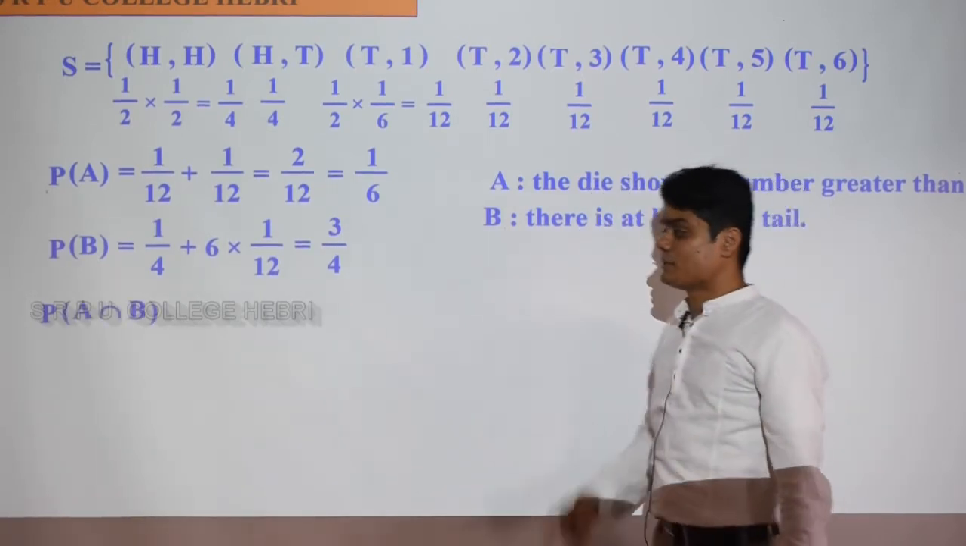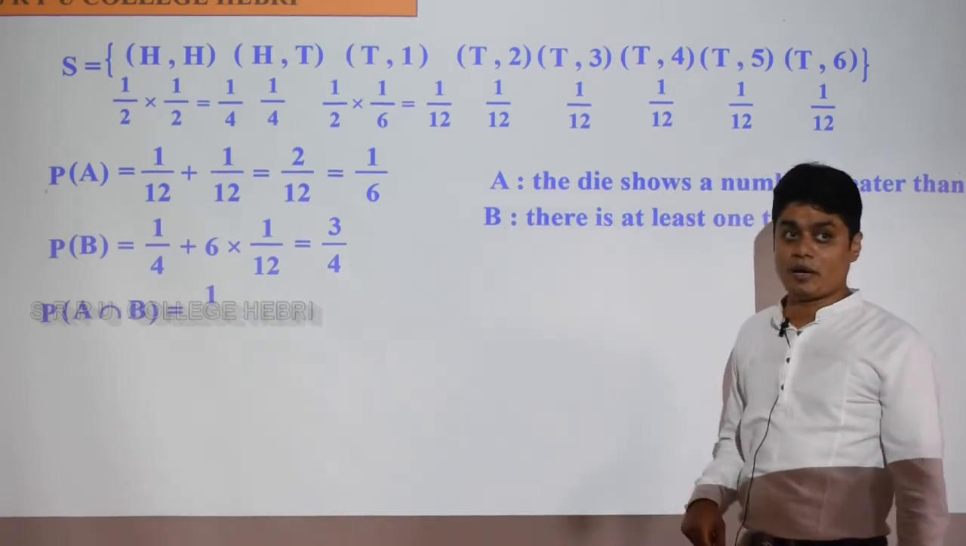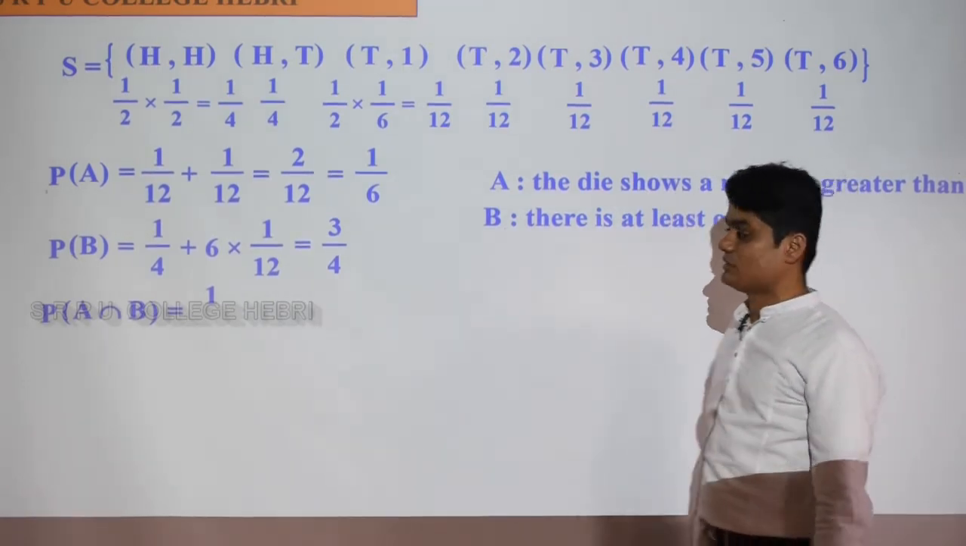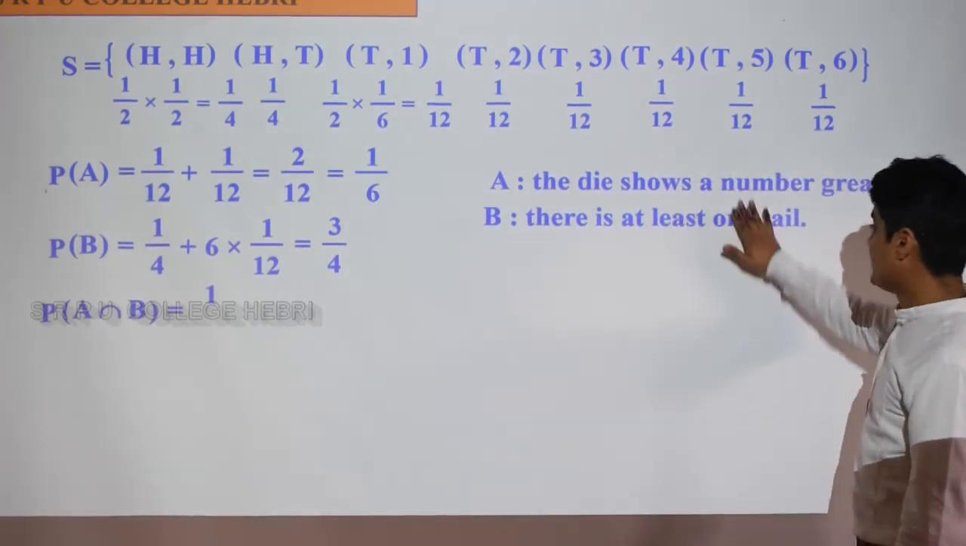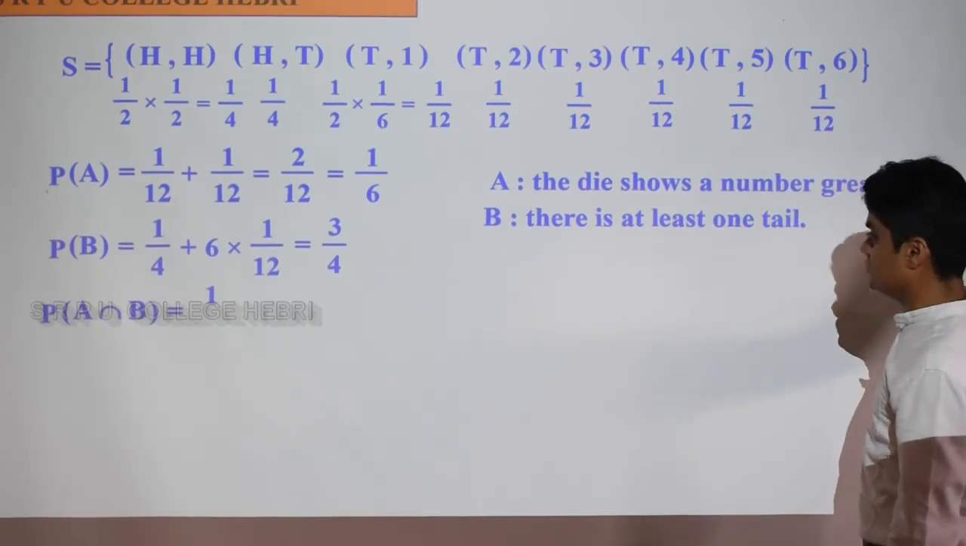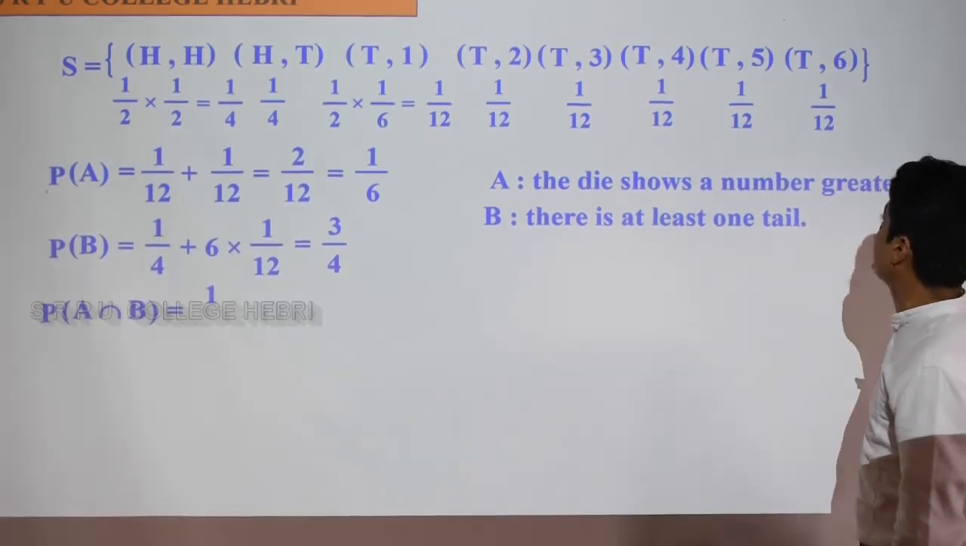So what is required? Probability of A given B. That has probability of A intersection B in it. So find the probability of A intersection B. Dice shows number greater than 4 as well as at least one tail.